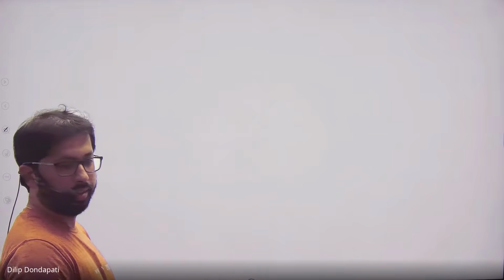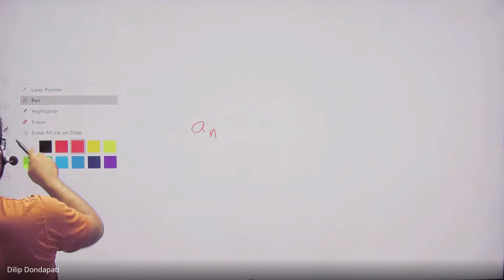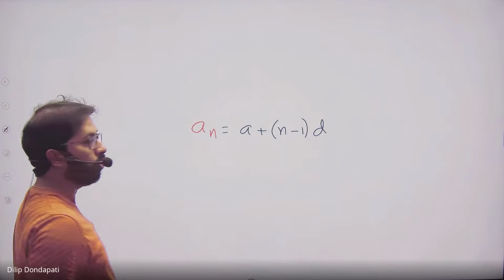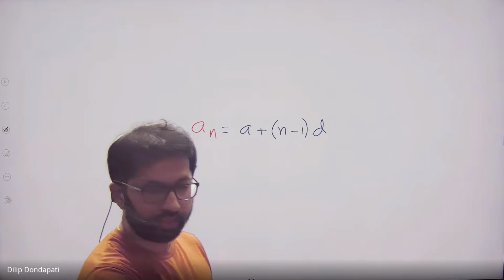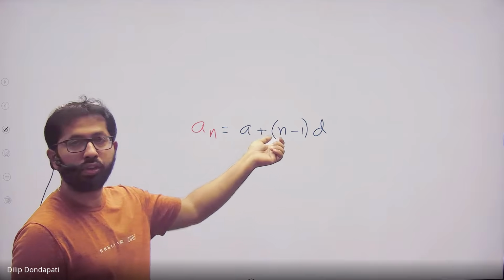Okay, चलो. So we learned last class nth term find out करने के लिए. What is the nth term formula? The formula is a plus bracket n minus 1 into d, which is the formula to find the nth term of the series. Here n is the number of terms.